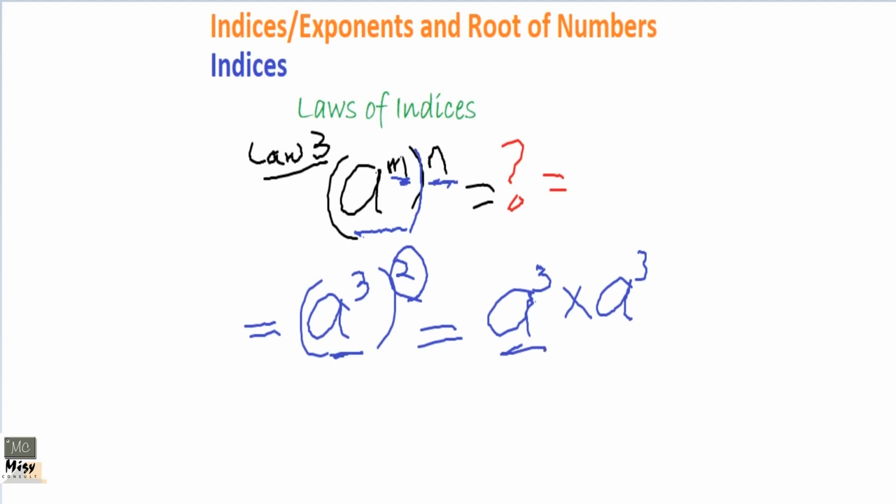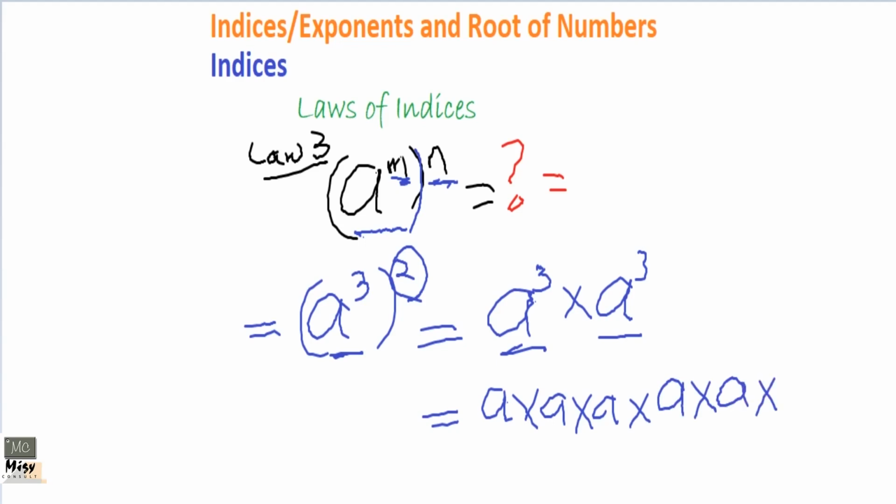A raised to the power 3, taken 2 times. A raised to the power 3 means a times a times a, and another a raised to the power 3 means a times a times a. Until at the end of the day, you have a raised to the power 1, 2, 3, 4, 5, 6. A raised to the power 6.